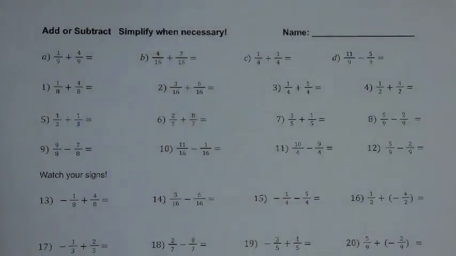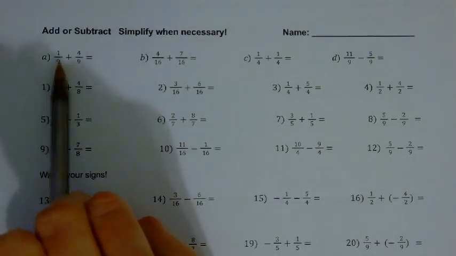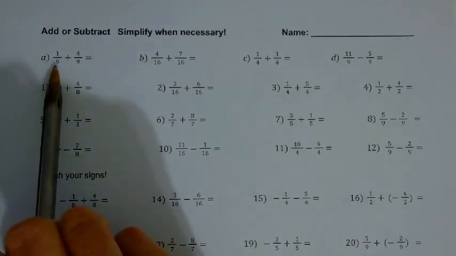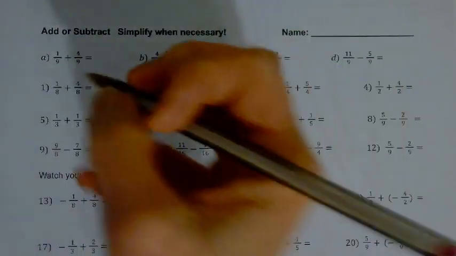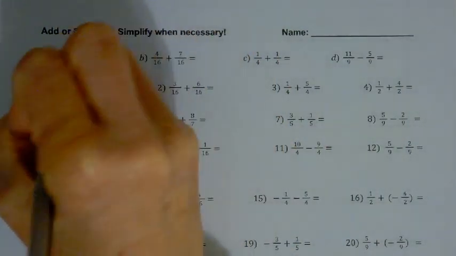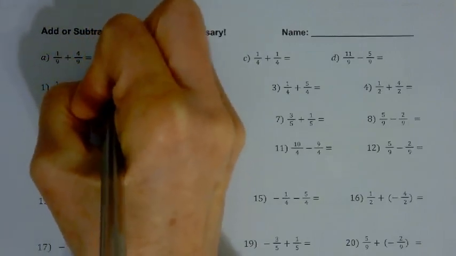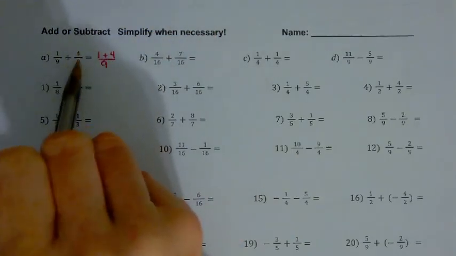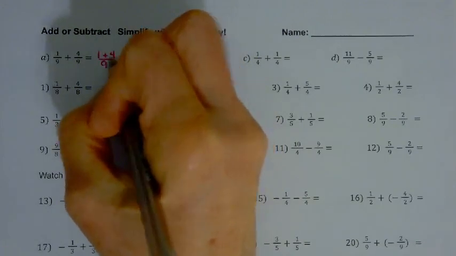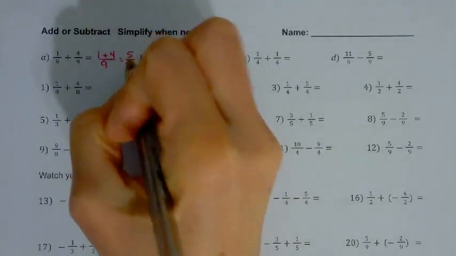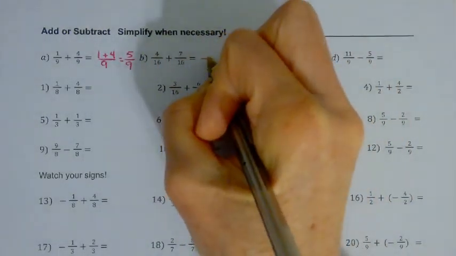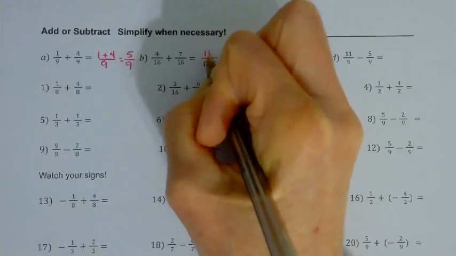Hi class. So today we learned how to add and subtract fractions that have the same denominator, the same numbers on the bottom. So when you're adding parts together, like 1/9 plus 4/9, what we do is we add up the numerators, 1 plus 4, and that will tell us how many ninths we have. We had 1/9 and we're adding 4/9, so that means we're going to have 1 plus 4, which is 5 ninths. Here we have 4/16 plus 7/16, so how many sixteenths do we have? We have 11.